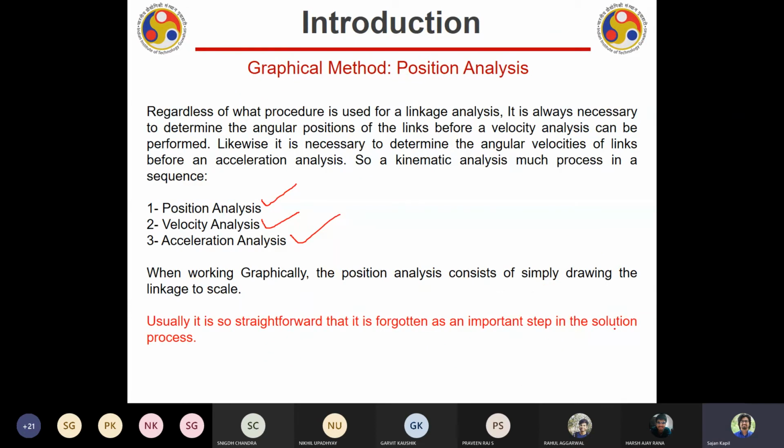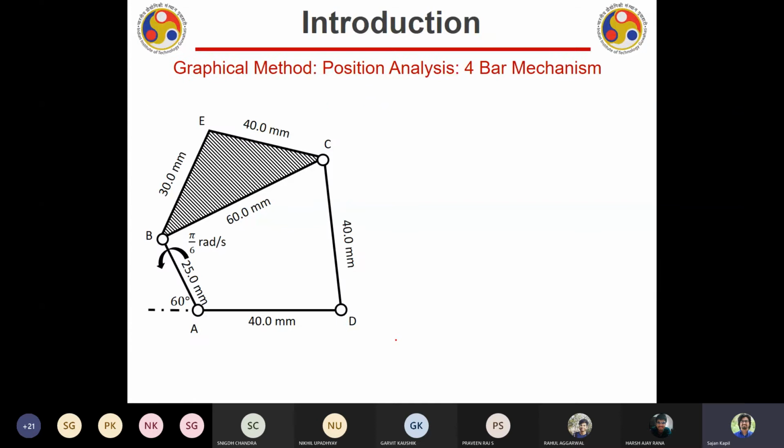So when working graphically, the position analysis consists of simply drawing the linkage up to a particular scale. Usually it is so straightforward, so easy to do, that it is forgotten as an important step in the solution process. But it is very important, let me tell you. It is very simple. Now let me just show it to you.